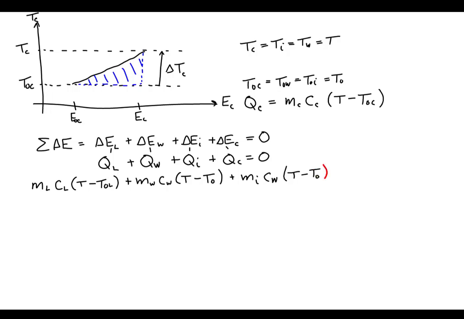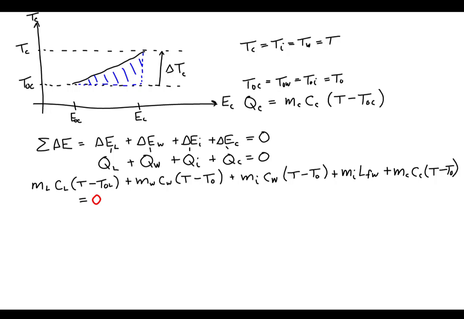Now, the ice exchanges heat when it's undergoing a phase transition, so this is going to be plus the mass of the ice, latent heat of fusion of the ice, which is the same as the latent heat of fusion of the water. And then finally we have the calorimeter. So we have mass of the calorimeter, specific heat of the calorimeter, final temperature of the calorimeter, minus initial temperature of the calorimeter. This all sums to 0.